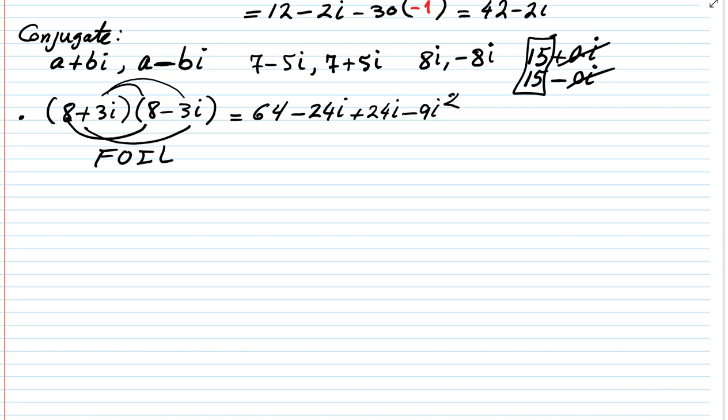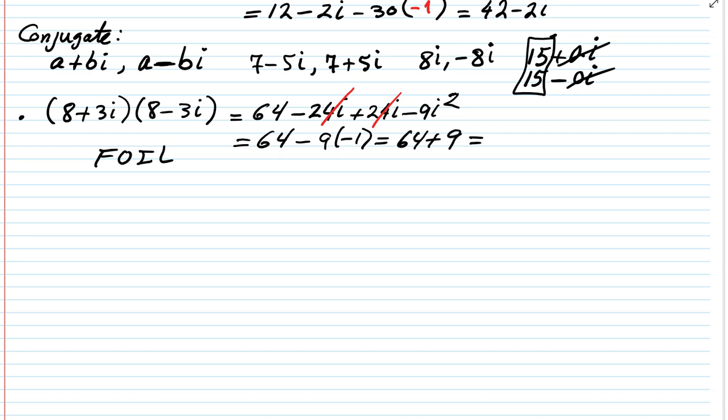Okay. And then what do we do next? We're going to combine like terms. Now when we combine like terms, the O and I add to 0. So all we have is just first and last. And remember, i squared is negative 1. That's times negative 1. And we have 64 plus 9. And that makes it 73.